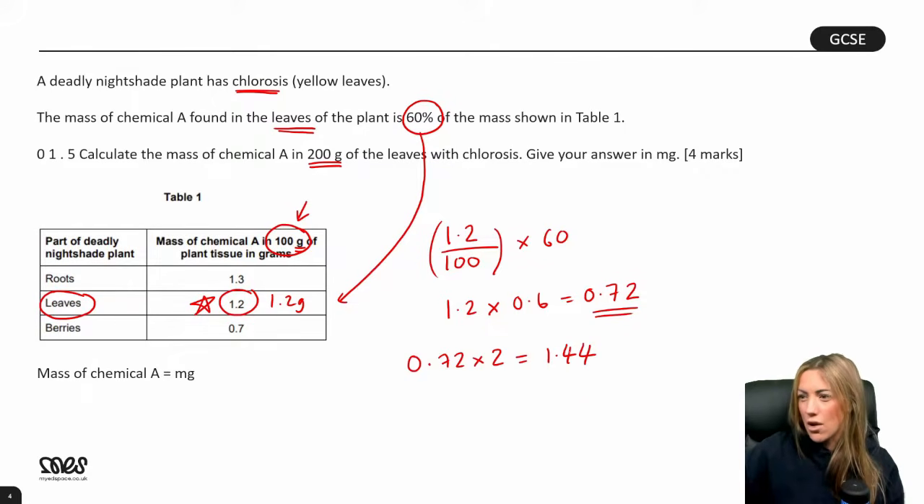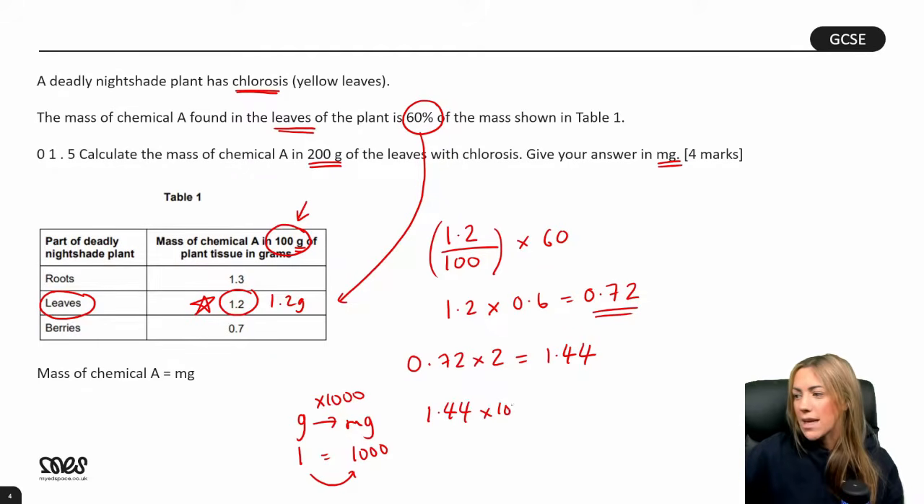Now, we also need to give our answer in milligrams, not grams. So to convert from grams to milligrams, we're going to times by 1,000 because there are 1,000 milligrams in 1 gram. Okay, so if you write it like that, 1 gram equals 1,000 milligrams. So we're going to get the third marking point by multiplying it by 1,000. And we're going to get the fourth marking point for getting the final answer of 1,440 milligrams, okay?